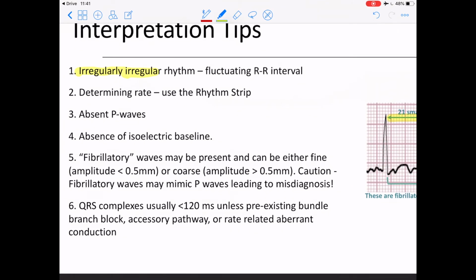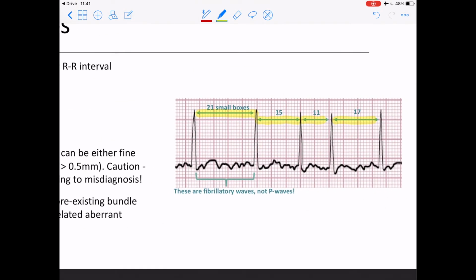So determining the rate, you'll use the whole rhythm strip, the 10-second method. There are no P waves present. So if we go back here, these are fibrillatory waves. They're not P waves. So this is actually just the atria contracting chaotically multiple different times and fibrillating.